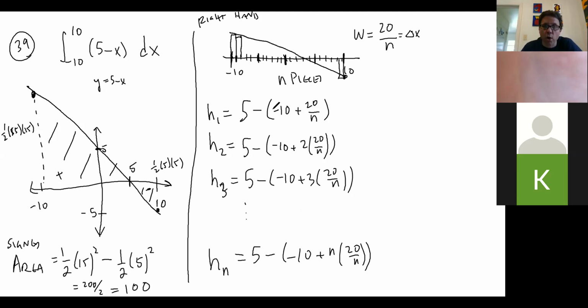So in order to make this work, I have to take all of these things. I got to multiply each one by the width so I can get area 1, area 2, area 3. So width times height for all of those.